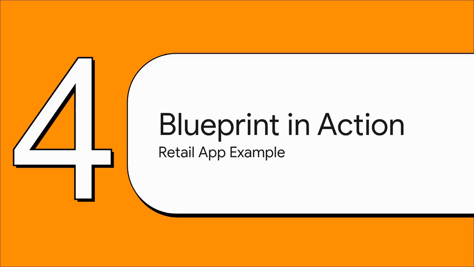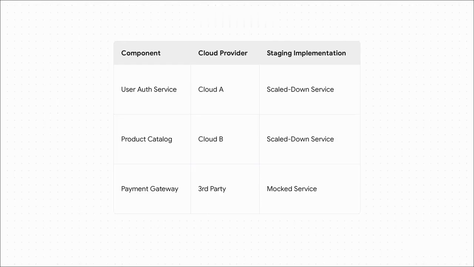All right, enough theory. Let's stop talking in the abstract and actually look at how this blueprint works in practice. We're going to use a really common example, a multi-cloud retail application. So, check out this design. Our user authentication service, it runs on Cloud A. That's critical, so in staging, we deploy a real, just scaled-down version. The product catalog, it lives on Cloud B. Same story, we need that real interaction.